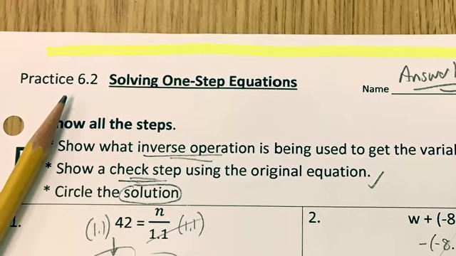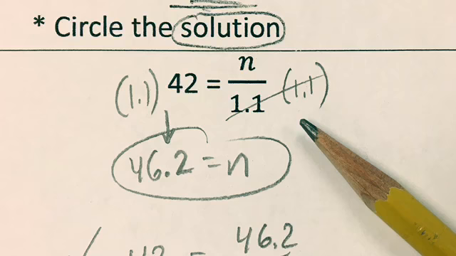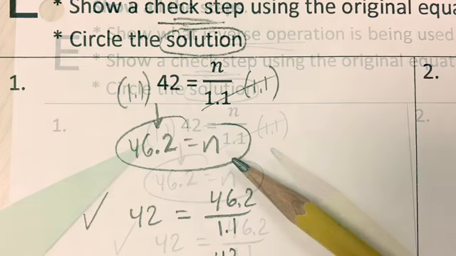This is your answer key for practice 6.2, solving one-step equations. In number 1, the variable is n. It's being divided by 1.1, so we're going to multiply by 1.1. That'd be the inverse operation, and do that to both sides.